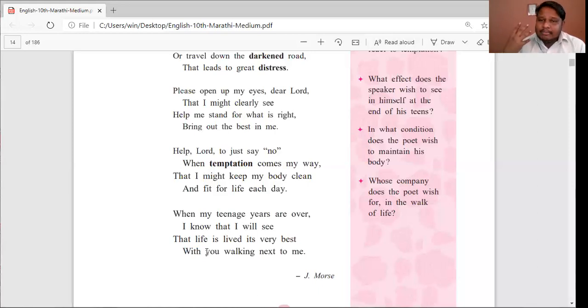When bad things or bad thoughts come into his mind, at that time the poet wants to say no to those bad things. And lastly, he wishes to make his life a most beautiful life. And when he finds the best life, that best life is the perfect life for the poet. In this way this poem ends.